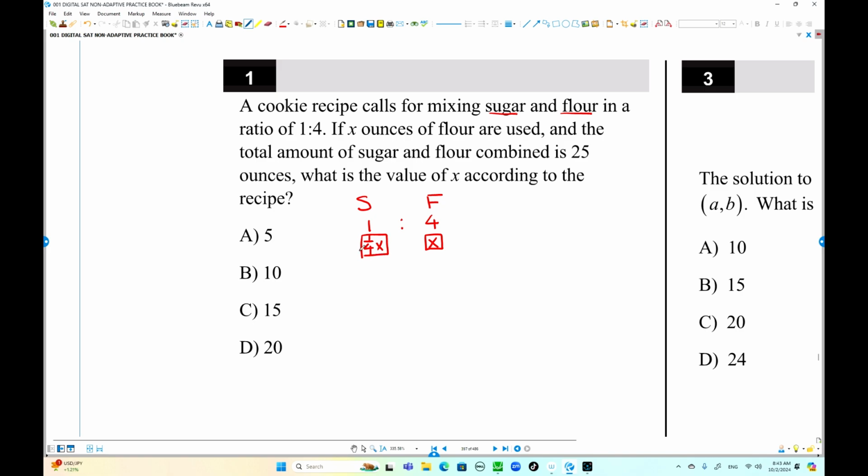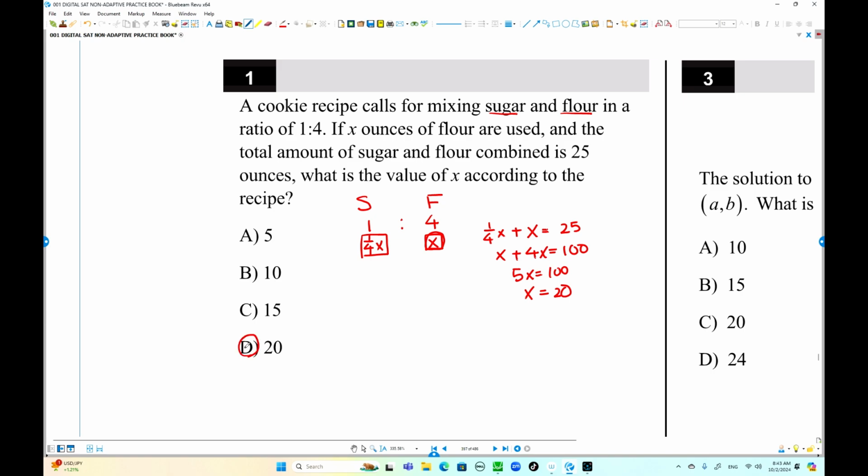So total amount of sugar and flour is 25. So 1 over 4 x plus x equals 25. That's the equation, right? Times 4, x plus 4x equals 100. 5x equals 100, right? x equals 20. So that is the value of x, okay?